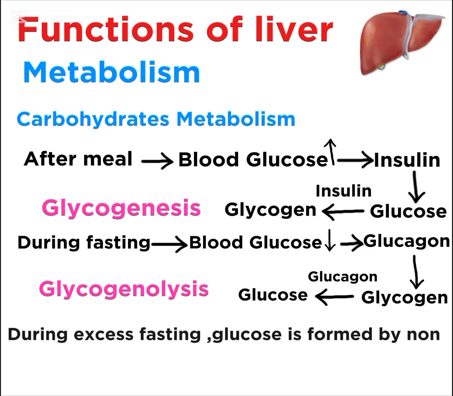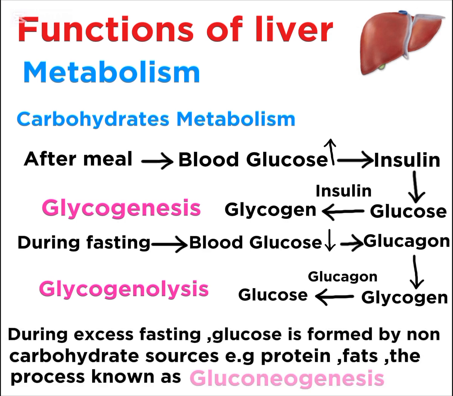During excess fasting, when blood glucose level falls rapidly and dangerously, glucose is formed from non-carbohydrate sources such as fats and protein, and this process of production of glucose from non-carbohydrate sources is known as gluconeogenesis.